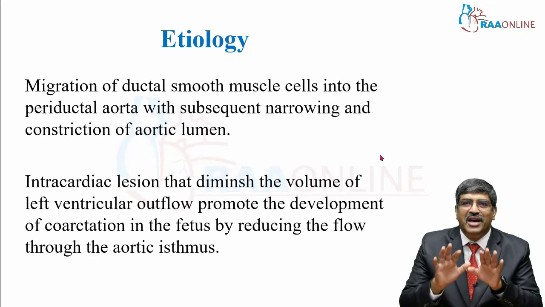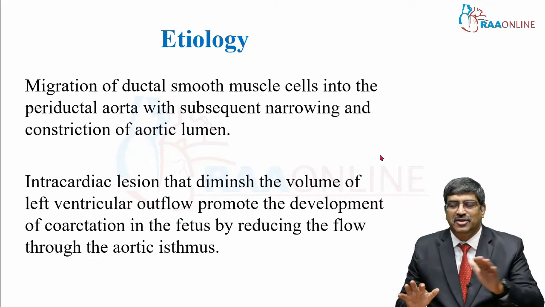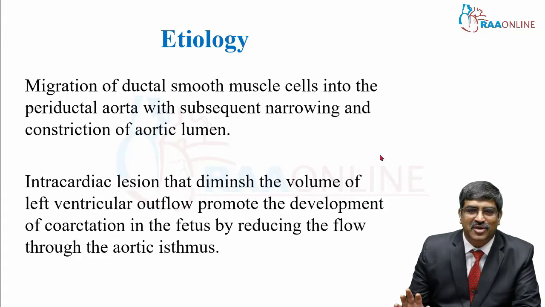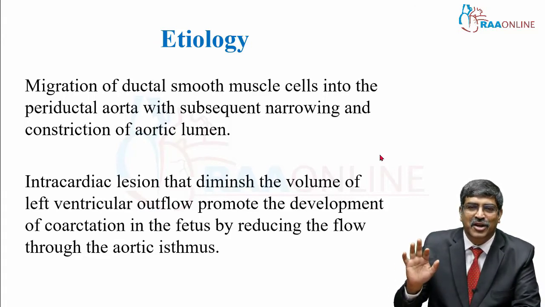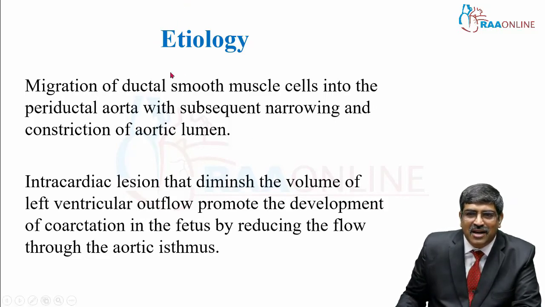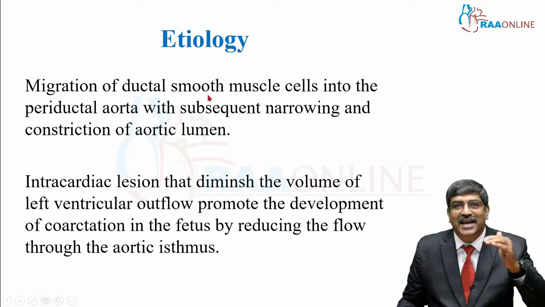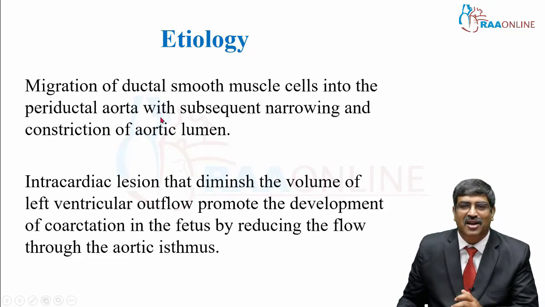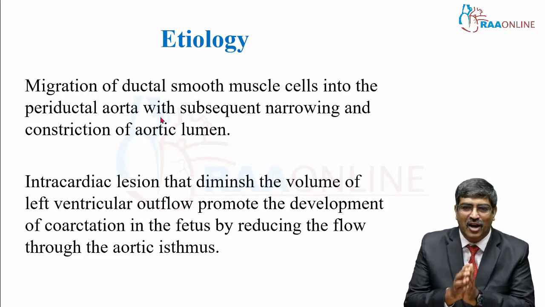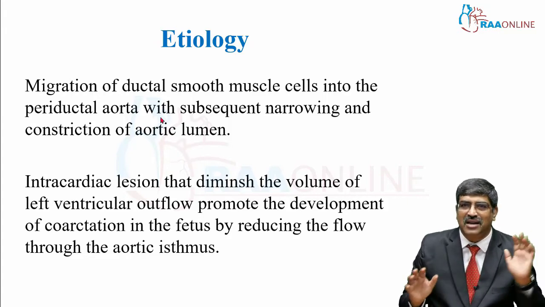Coming to the various theories involved in the etiology of coarctation, there are two major theories. One is the ductal tissue theory and another is the hemodynamic theory. In the ductal tissue theory, the ductal smooth muscles migrate into the periductal aorta and cause narrowing and constriction of the aortic lumen. Okay, this is the ductal tissue theory.